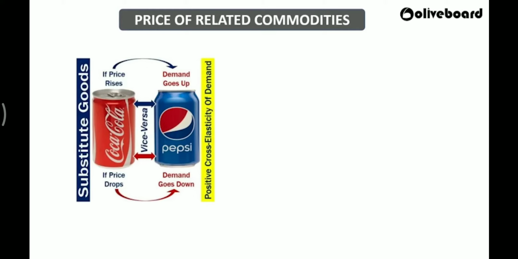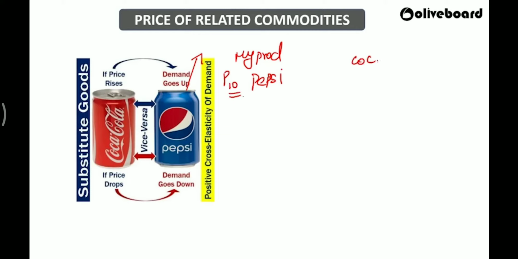Now, for example, my product is Pepsi, and my rival, my competitor, is Coca-Cola. That is a substitute. Now, what happens? Other things remaining equal, ceteris paribus, I am not changing the price of Pepsi, because my product is Pepsi. The Pepsi price remains the same, say 10 rupees. It remains the same. And the Coca-Cola price.